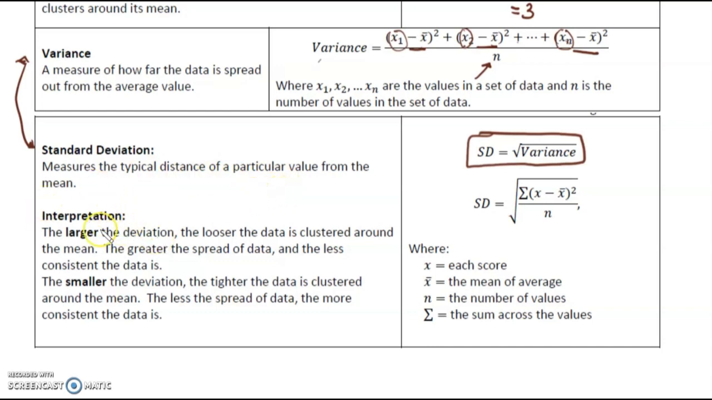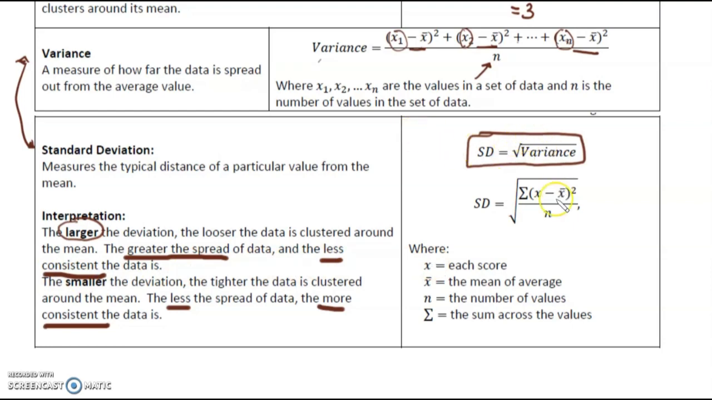Okay, so here's the interpretation. The larger the deviation, the looser the data is clustered around the mean. So there's a bigger spread of data, and therefore the data is less consistent. Now, the smaller the deviation, the tighter the data is clustered around the mean. And we can say the same thing, the opposite. The less the spread of data, the more consistent the data is. Okay, so less spread is more consistent, the greater the spread, so the more spread out, the less consistent.